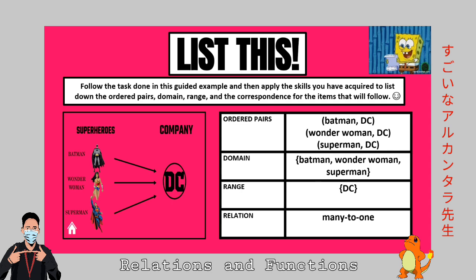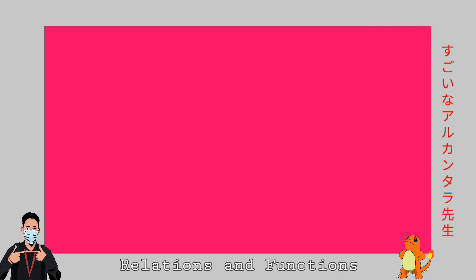Now for the domain, as you can notice, there's a difference with the symbol that we're using. For ordered pairs, we are using parentheses, but for domain and range, we are using brackets because we are showcasing the concept of sets. So that's how we write it properly. The domain is the set of x values, that's why we have Batman, Wonder Woman, and Superman under it. While the range is the set of y values, and we only have DC there. So that's our answer, and the relationship is many to one.